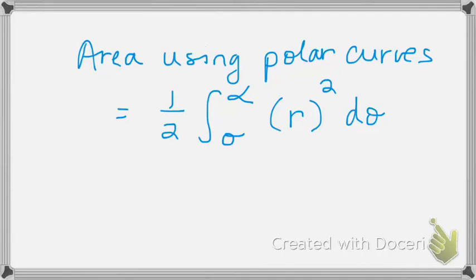So we're going to be finding the area of polar curves. And here's our formula: 1/2 the integral from one angle to another angle of r squared d theta. R sometimes is written as f of theta. It just depends on what the function is called. But it will always be a function of theta because it's a function of the angle.